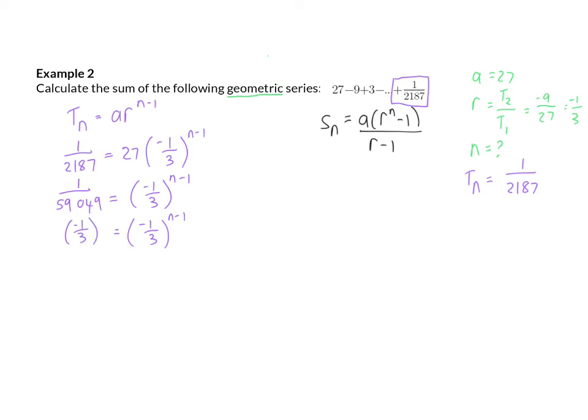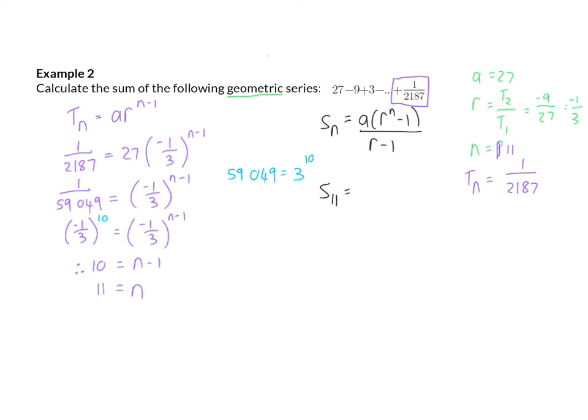Now you can once again use your calculator to write 59,049 in terms of prime numbers, and your calculator will tell you that that is 3 to the power of 10. So I'm going to say minus a third to the power of 10 is the same as 1 over 59,049. So now I know that the bases are the same, which means the exponents are the same, so n is 11. And now that I know n is 11, I can go and calculate the sum of 11 terms.